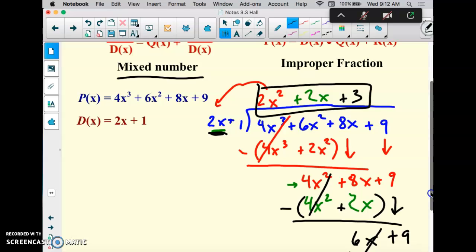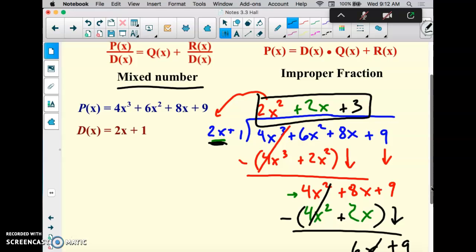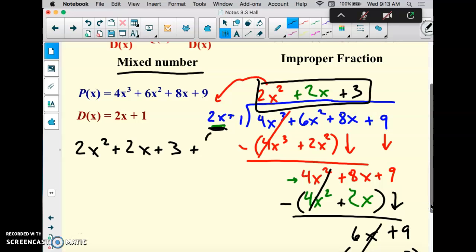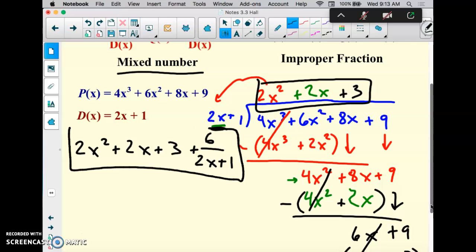There are some students. Q of X, that's your quotient. In this case, it's 2x squared plus 2x plus 3. I'm writing this in mixed number form: 2x squared plus 2x plus 3, plus the next part, your remainder, R of X. Our remainder was 6, divided by D of X, your divisor, which in this case was 2x plus 1. There you go. That is the mixed number form.